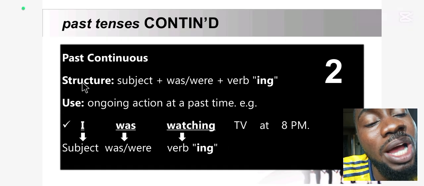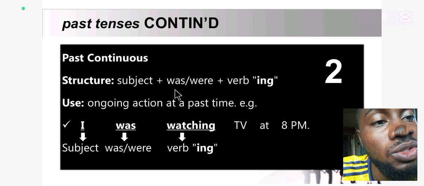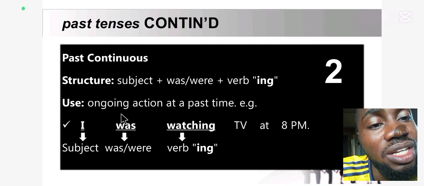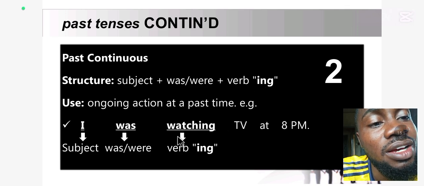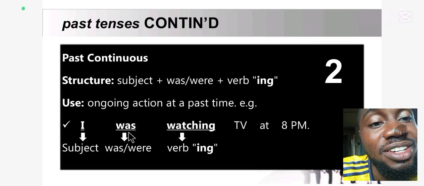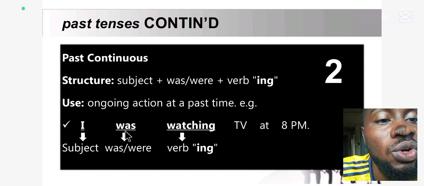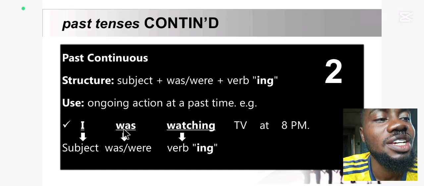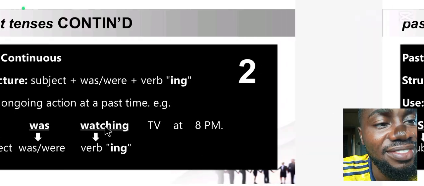So let's quickly look at the structure. Does it qualify to be called a past continuous tense? Does it have a subject? Yes, it has. I is the subject. Does it have was or were? Yes, it has. Was is here. Does it have a verb ending in ing? Yes, it has. Watching is the verb ending in ing, making this was watching a past continuous tense. Hope I made myself clear. Didn't I? Hope I did.